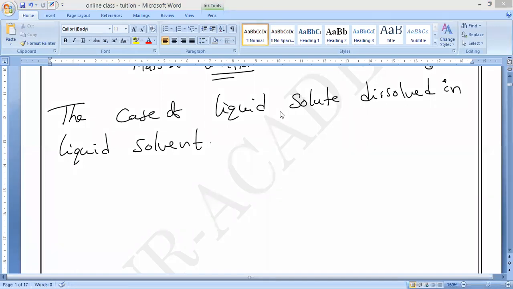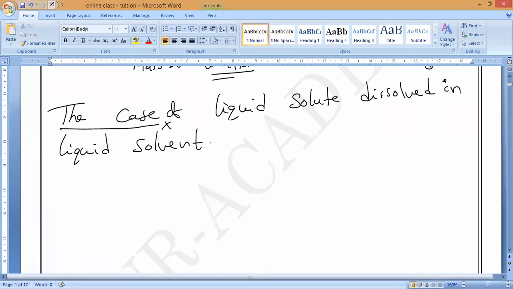Laksha, Tamil Selvan, Sai, Alana, good morning. So now in the case of liquid solute dissolved in liquid solvent, how do we find the concentration of a solute?